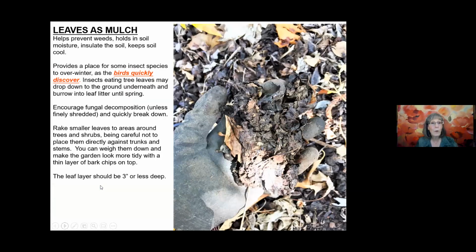Again, leaves as mulch. Breaks down pretty quickly. Here's my dirty glove holding a handful of broken down leaves. If you don't like the way it looks, you can put what I like to call the skim coat of bark chips on the top, 1 chip thick, so it looks like you've really gone to town. And it can be 3 inches deep or less, so nothing crazy. The birds will find the insects, so these piles of leaves are wonderful habitat for insects to get in there and to try to hide from the birds, but the birds know better and find them.